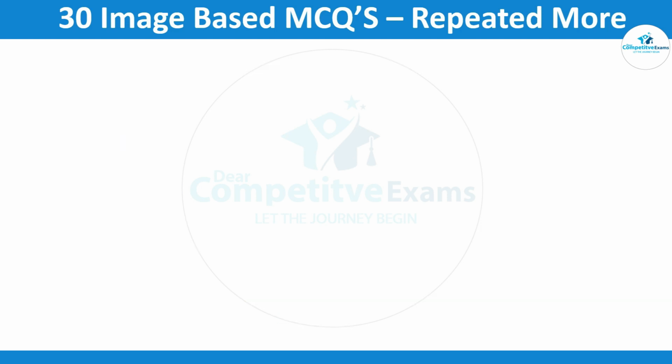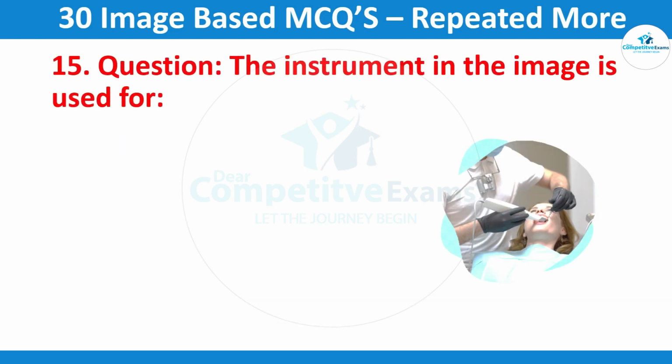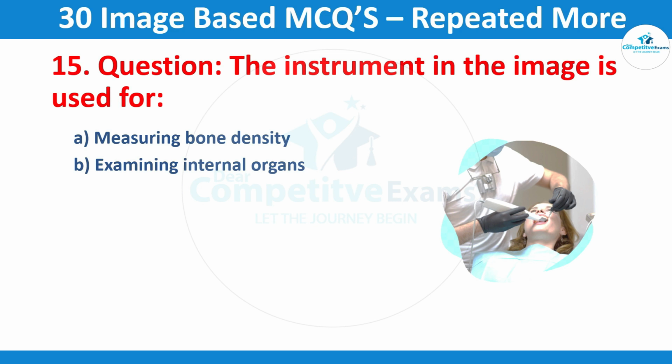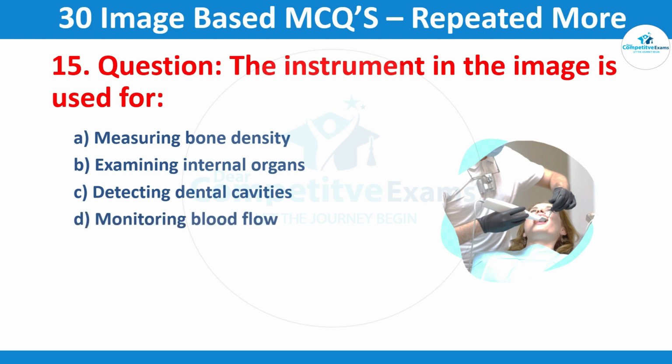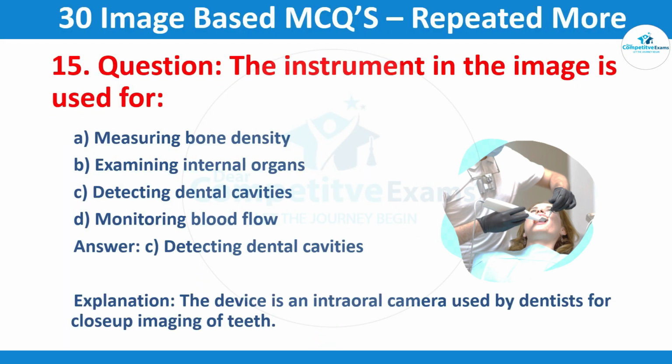Question number 15. The instrument in the image is used for. Options: measuring bone density, examining internal organs, detecting dental cavities, or monitoring blood flow. Correct answer: the device is an intraoral camera used by dentists for close-up imaging of teeth.